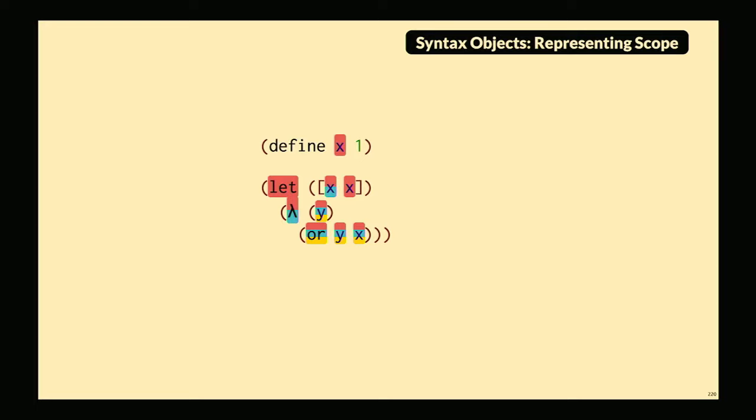So this is the let that we saw before. And the rule that the expander follows is that everything in the output of that expansion step that was not in the input gets a fresh scope. That's the rule. So that's all the green stuff here. The Y and the X were in the input, so they don't get the new scope. But these three X's and this if were not in the input, therefore they get the new scope.